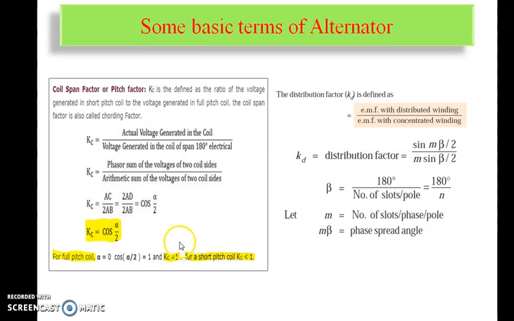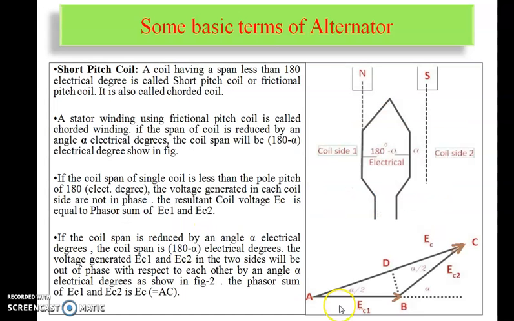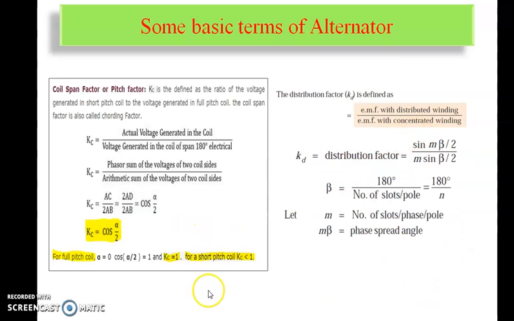You should remember these words. For a full pitch coil, the coil span factor is always 1, because for a full pitch coil the alpha value is 0 and cos 0 is value 1. So we are taking Kc equals 1. For a short pitch coil, Kc is always less than 1, as we have seen for a short pitch coil with this alpha degree.